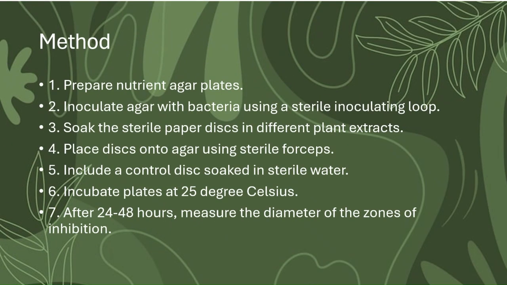So the method: prepare nutrient agar plates, inoculate the agar with bacteria using a sterile inoculating loop, soak the sterile paper discs in different plant extracts, place the discs onto agar using sterile forceps and include a control disc soaked in sterile water. And this is to ensure that the results you collected are reliable. Incubate the plates at 25 degrees Celsius and after 24 to 48 hours, measure the diameter of the zones of inhibition.